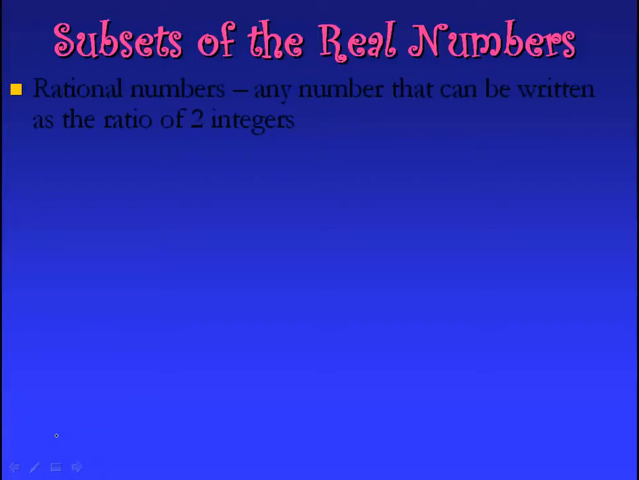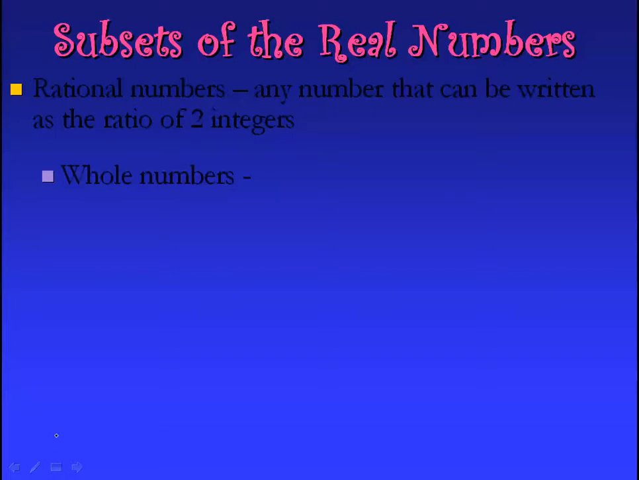Within the real numbers, there are something that we call rational numbers. Rational numbers are any number that can be written as the ratio of two integers. The word ratio, remember, simply means that you're comparing one quantity to another, or in other words, any number that can be written as a fraction. So any number that can be turned into a fraction is a rational number. Now that does not mean that every rational number must be a fraction.